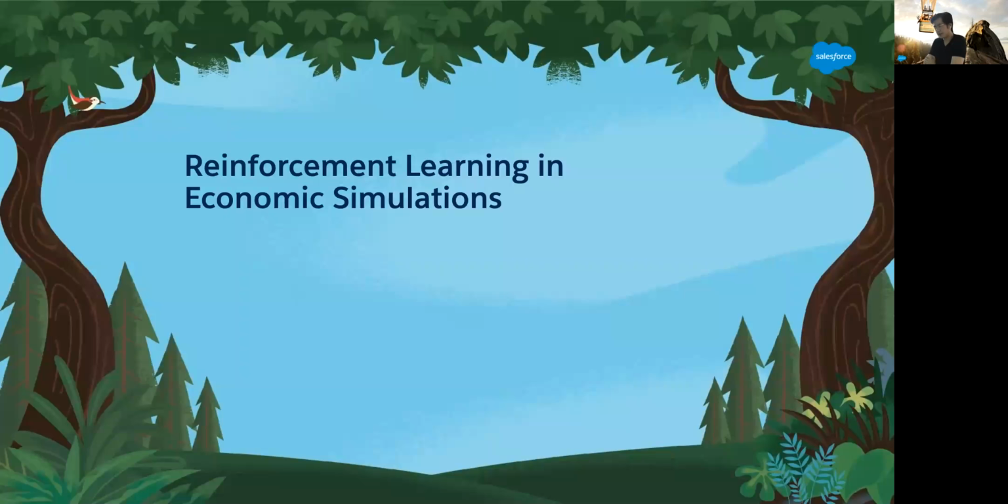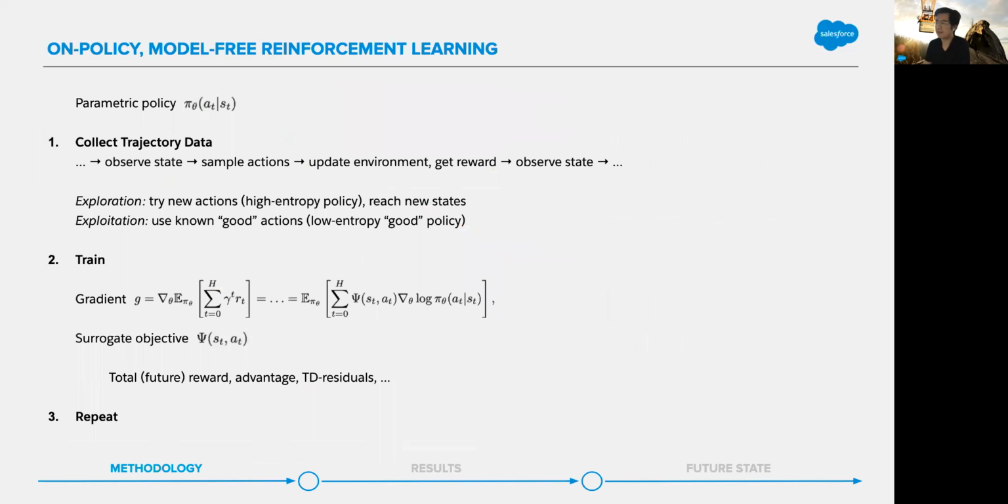Okay, so now that we've seen this economic simulation, let's talk about how we do reinforcement learning in this setting. And again, to put ourselves on the same page, what we've used in this work is something called on-policy model-free reinforcement learning. In this flavor of reinforcement learning, we have a parametric policy model, pi, and theta are the model weights. This model computes a probability distribution over actions A given some state S.